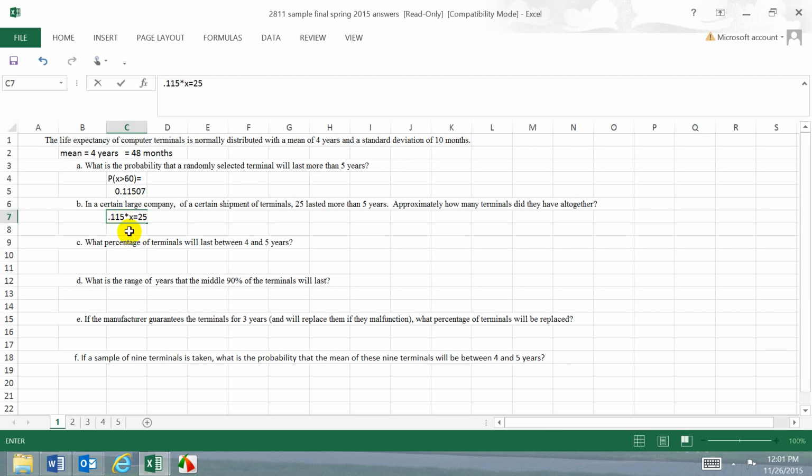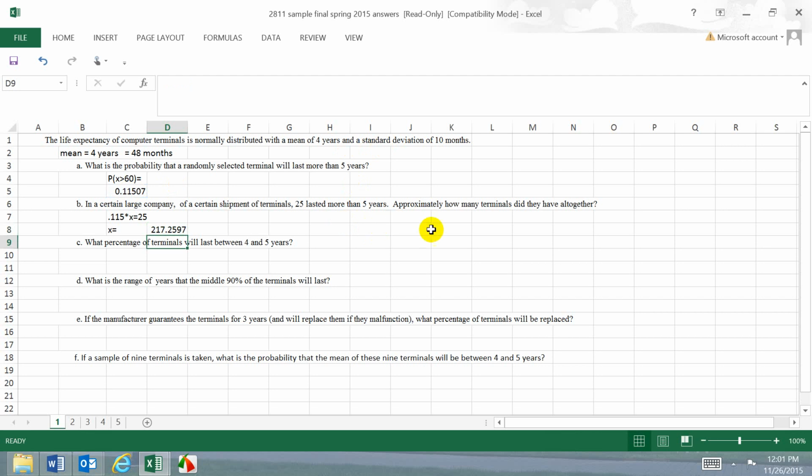So x is equal to 25 divided by 0.115, but rather than using the 0.115, let's copy it from the exact number, and our answer is going to be 217.25.